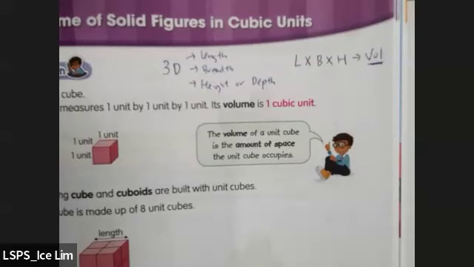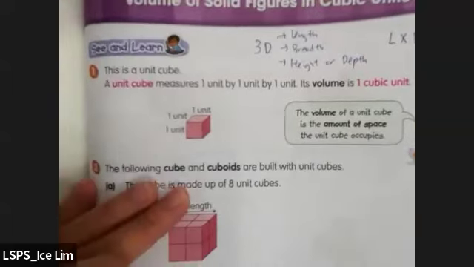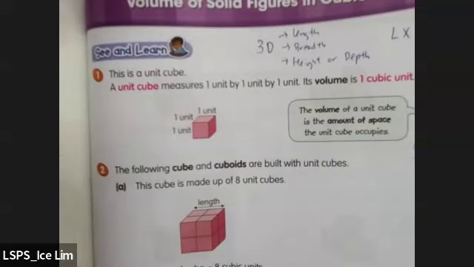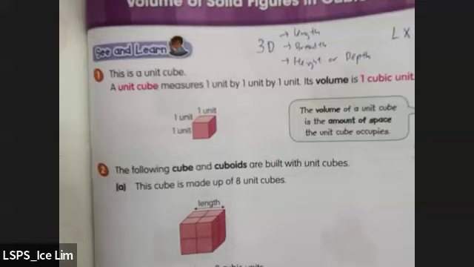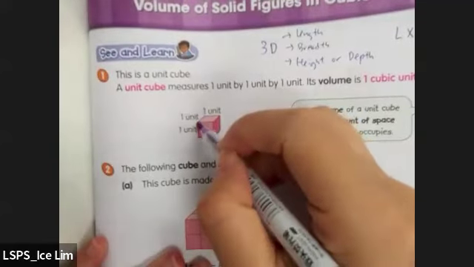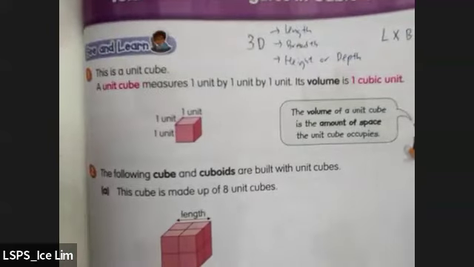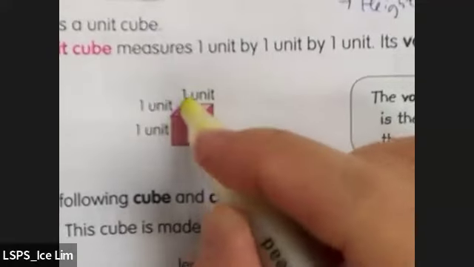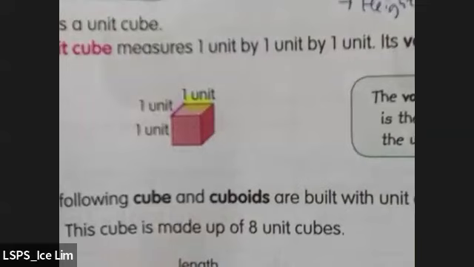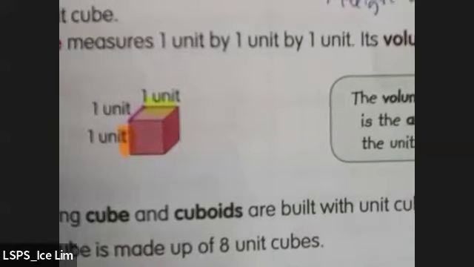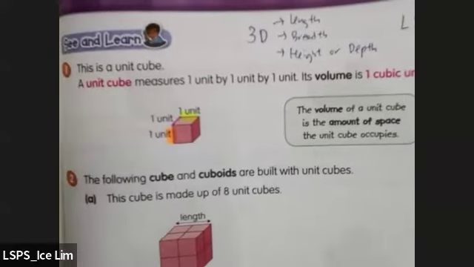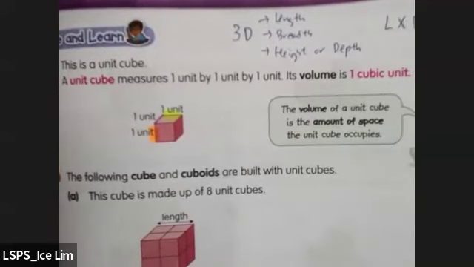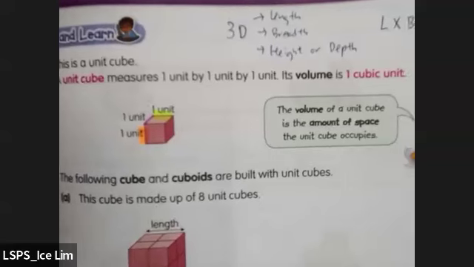In this case, look here, 3 measurements. So my highlighting comes in again. I get a length, a breadth, and then a height. 3 dimensions. These 3 measurements are for a 3-dimensional object. So the volume of the unit cube is the amount of space inside the cube.